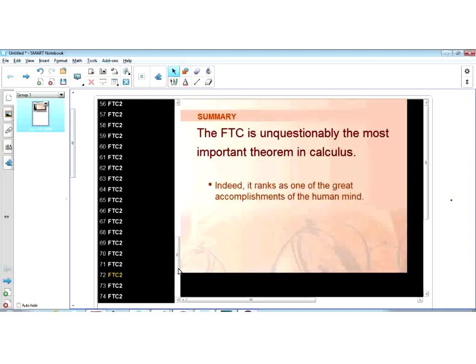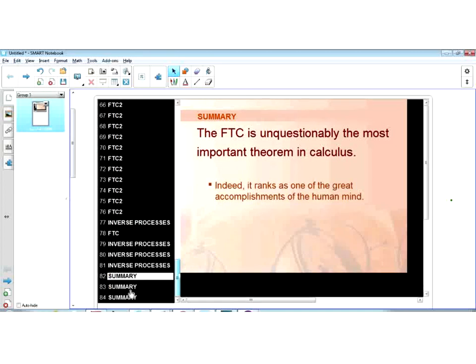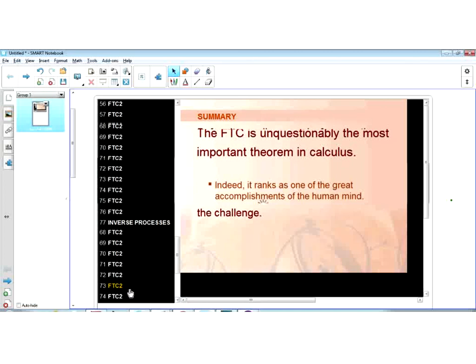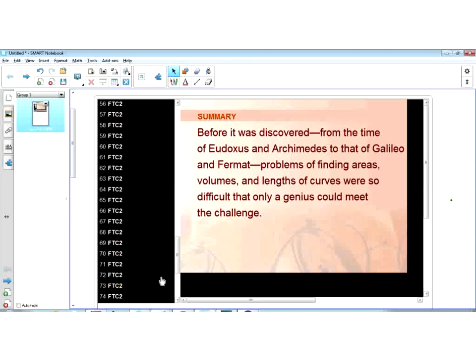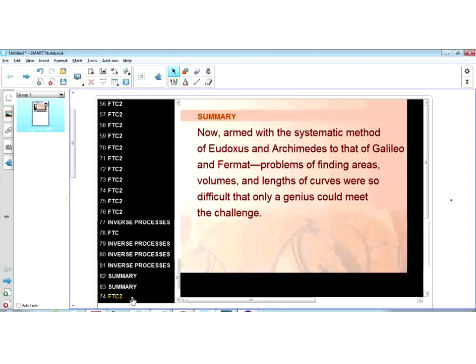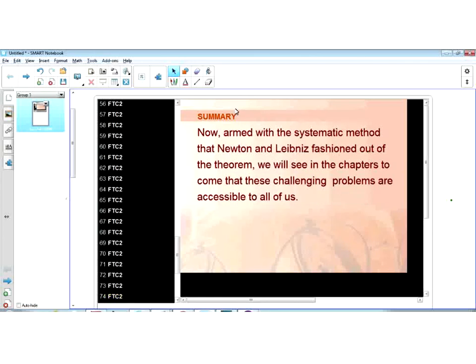Summary. Yep, the most important theorem of calculus, definitely no argument here. Yep, so now we can do the work of the ancient geniuses without the fame. Okay, so this would be the conclusion of section 5.3. The fundamental theorem of calculus, one of the most profound theorems in mathematics that you will no doubt ever have to work with.